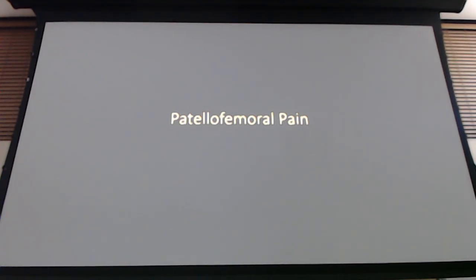So we talked about this spectrum of all these actual conditions. Then you're left with, you do all kinds of imaging studies, all kinds of diagnostics, physical exams, all those tests we talked about, and you don't really have anything. So then what are you left with? This right here. They just have pain in or around the patellofemoral joint. So that's literally called patellofemoral pain.